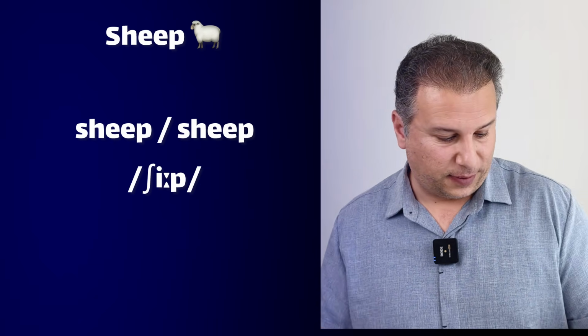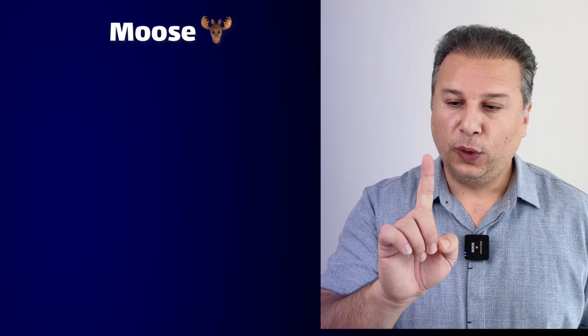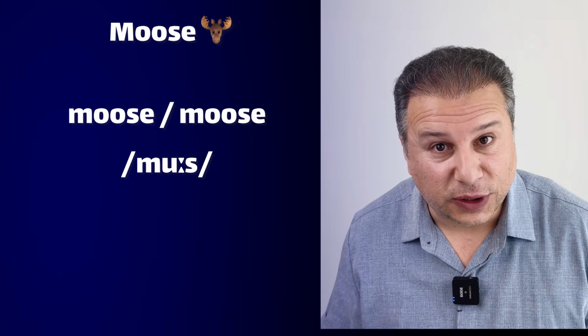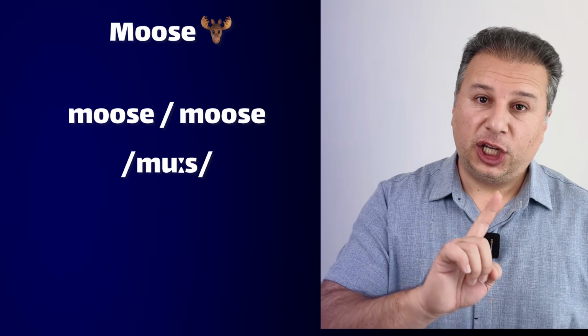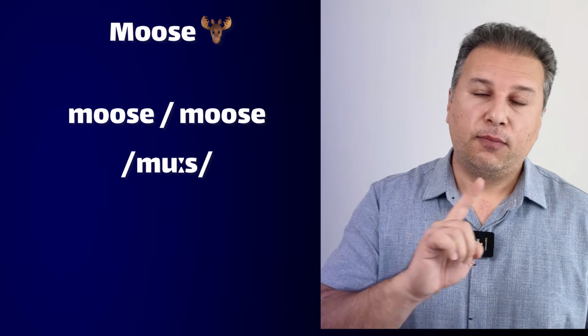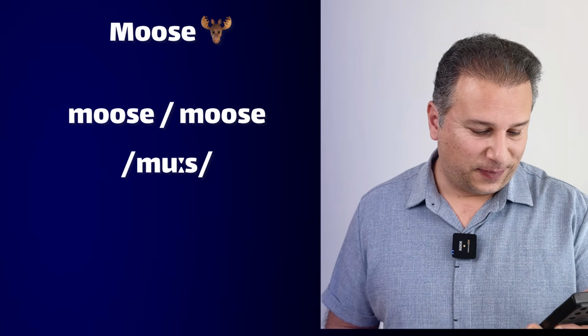Number 23, moose. Moose is like a big deer, a famous animal here in Canada. Moose, again, the plural is moose. It doesn't take S. So fish, fish, sheep, sheep, moose, moose. The plural form doesn't change.